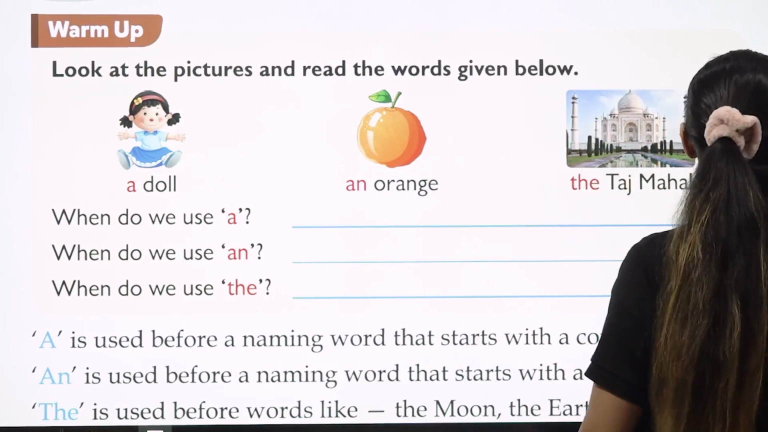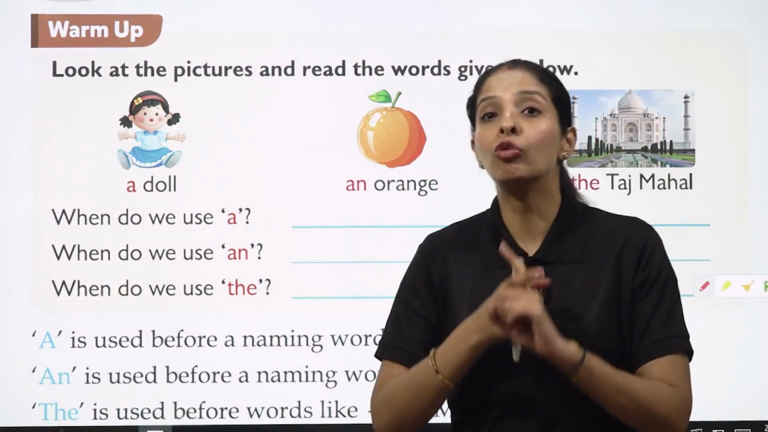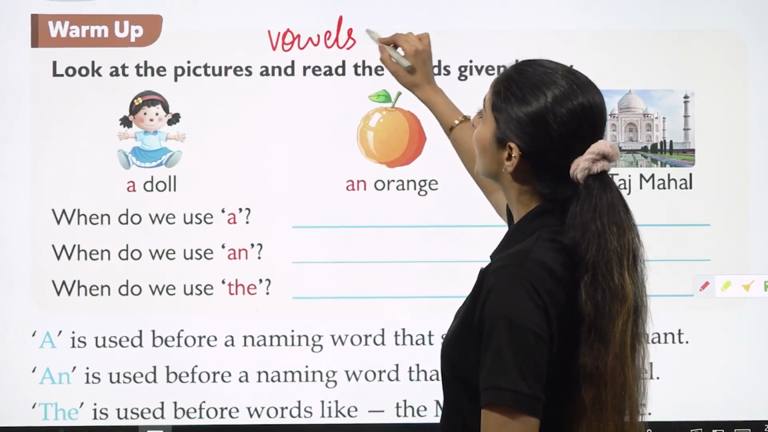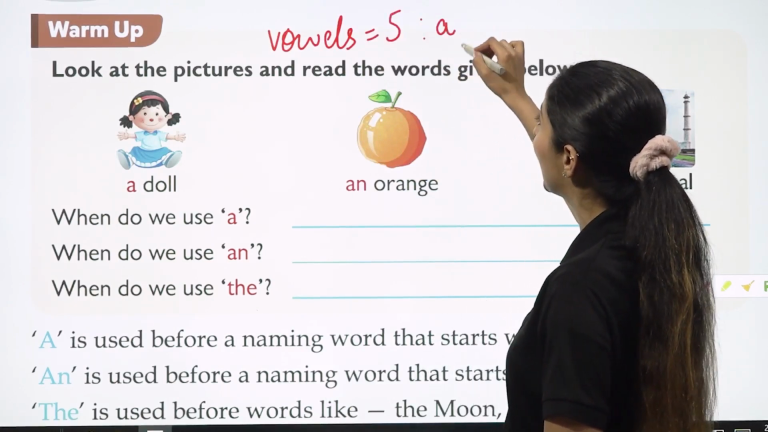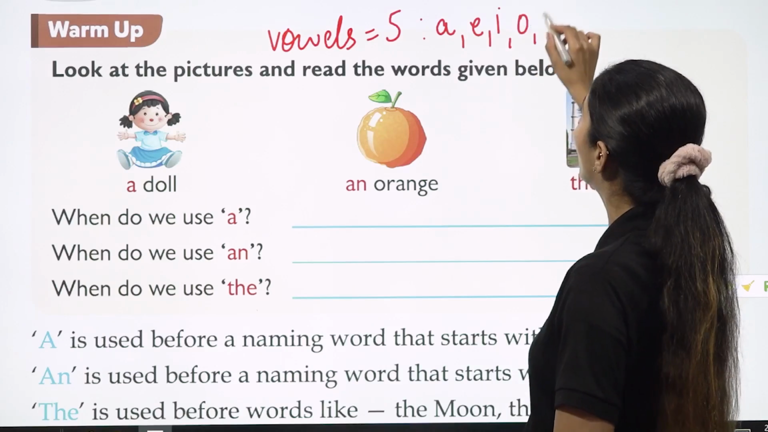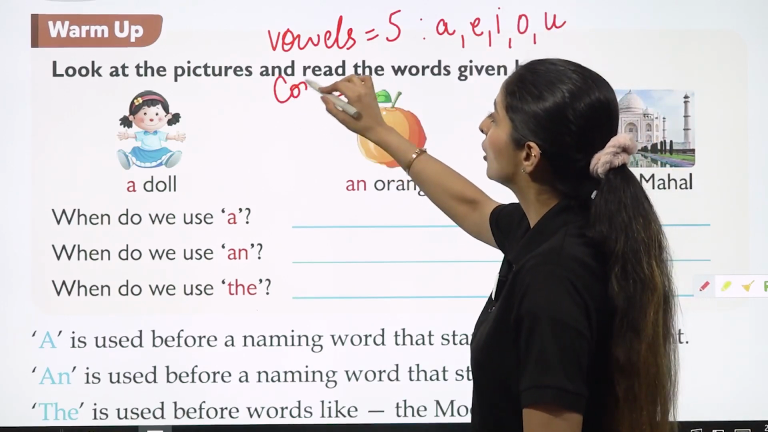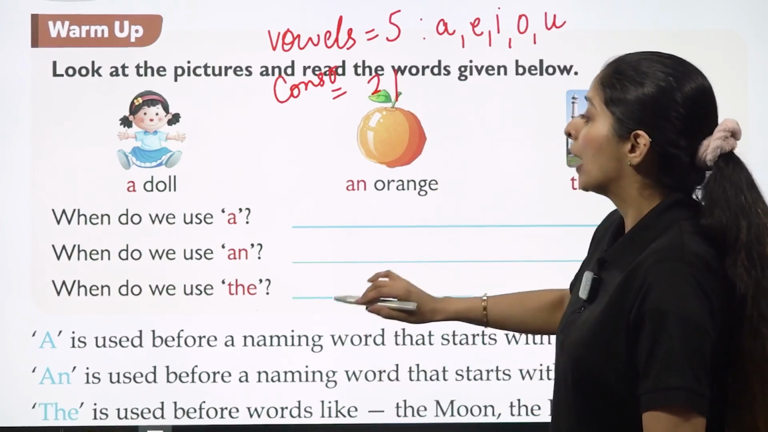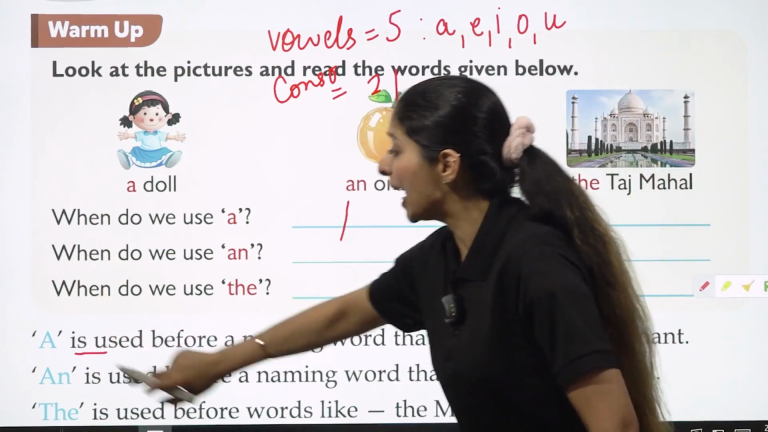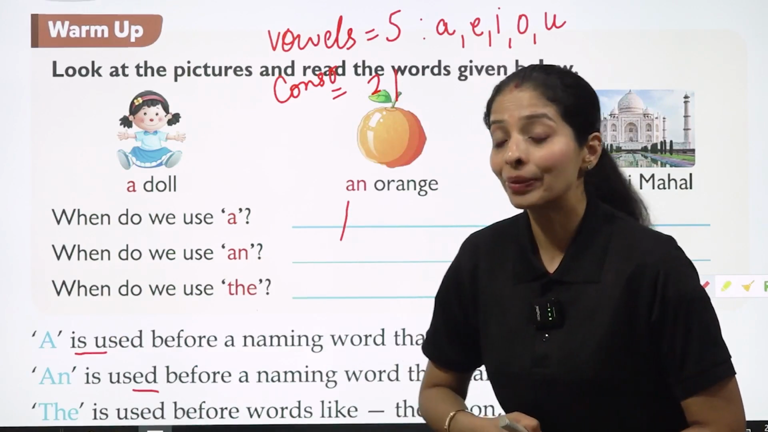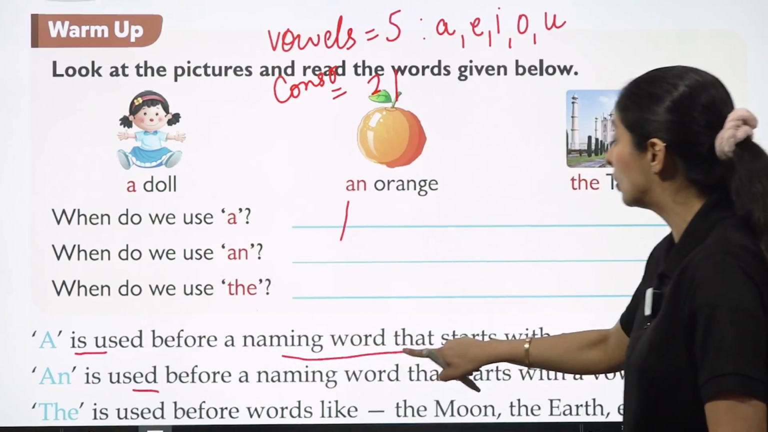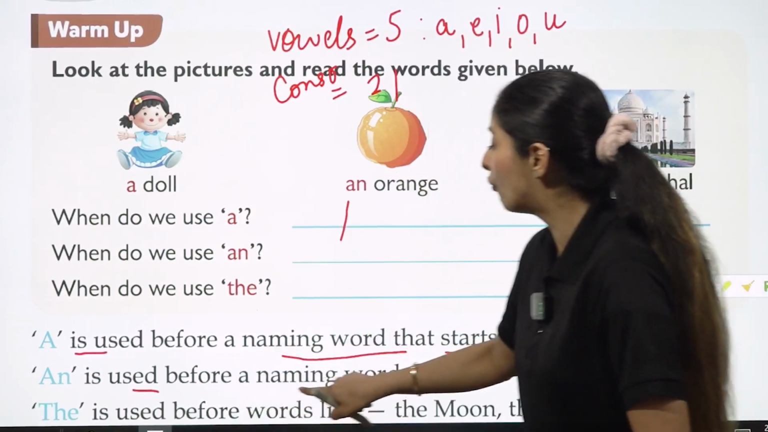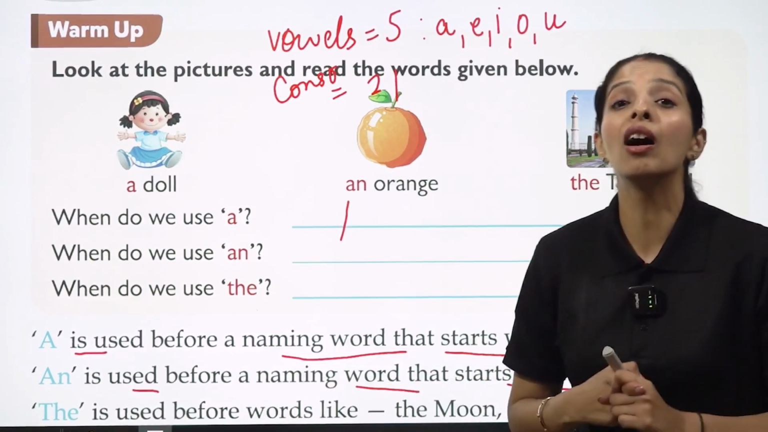Now, if you remember, we know the concept of vowels and consonants. So, can you tell me how many vowels there are? There are 5 vowels, which are A, E, I, O, U, and the remaining 21 are the consonants. So, when we use A, when we use AN, when we use THE, we use A before a naming word that starts with a consonant. AN is used before a naming word that starts with a vowel.